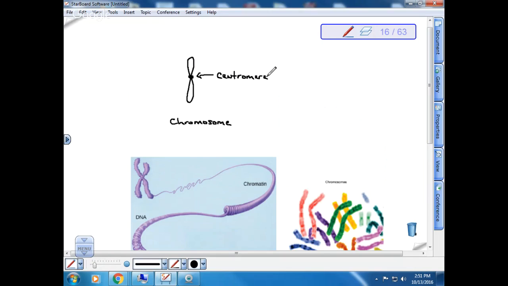The centromere is in the middle. At the very ends of the chromosomes, we call this the telomere. So this is a telomere. Telo means end. Think telescope, right? Telo, far away, distant. It's at the ends of the chromosomes. So that's telomeres.